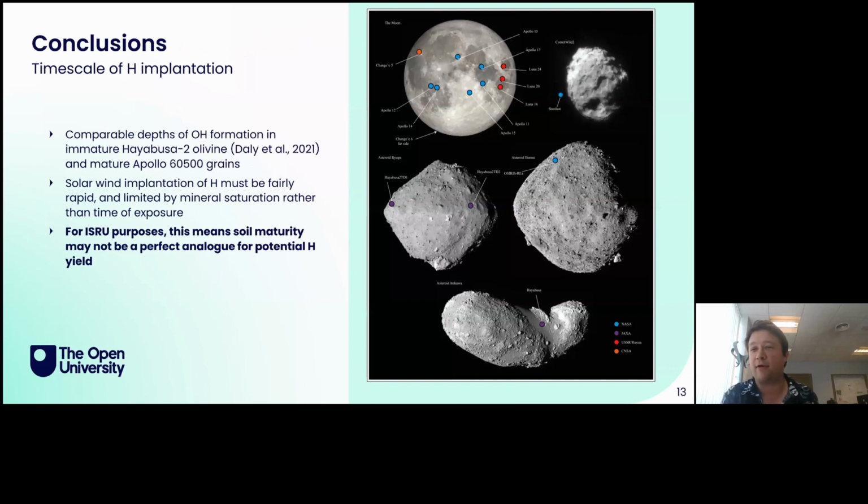I'm very much not a space weathering expert, so take all of this with a grain of salt, but at least interpreting the atom probe data that we've got, the fact that we're getting comparable depths of OH formation in the really mature Apollo 65 hundred soils compared to the Hayabusa2 grains suggests that it's more the saturation point of the mineral that stops hydrogen implantation rather than a time limit factor. So we don't need really mature soils to necessarily have deep OH formation. And that's really important for ISRU purposes. If we're thinking about hydrogen extraction, we don't need to exclude certain soils that might be younger from the maturity index.